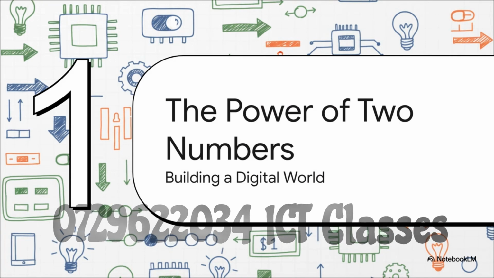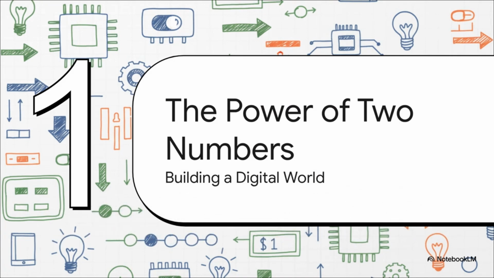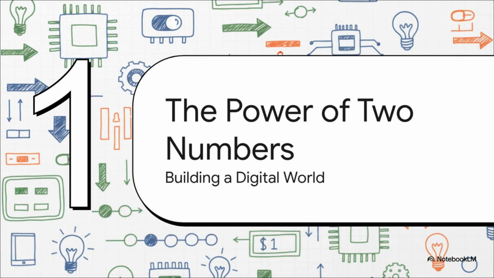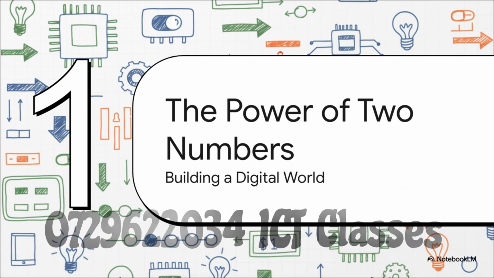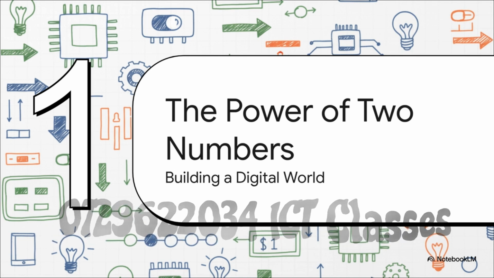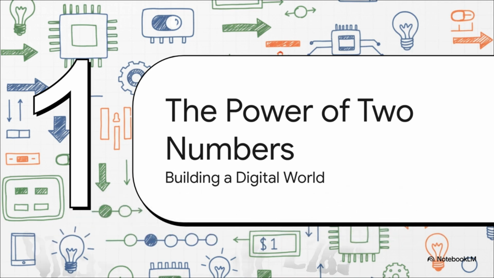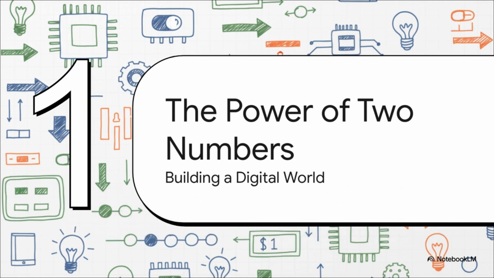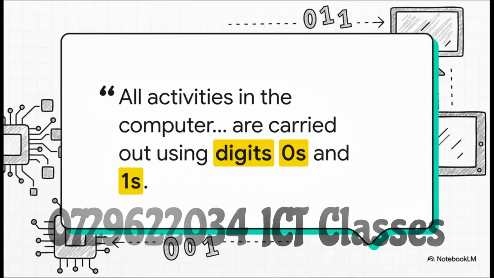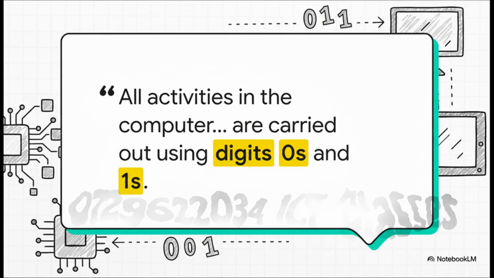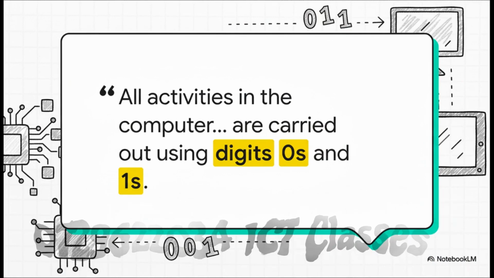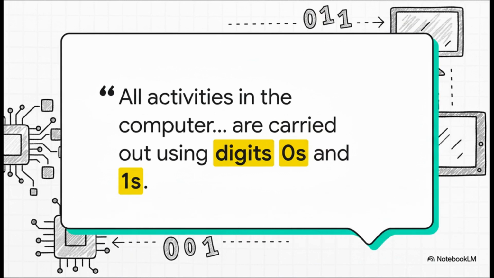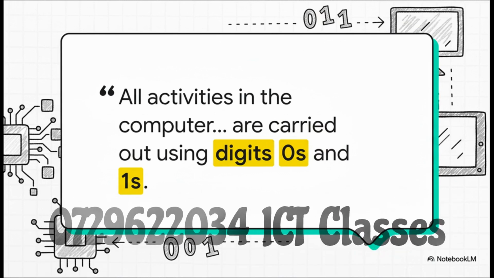You know, when you take a step back and think about it, the implications are just staggering. Our entire digital world, every website, every video game, every scientific breakthrough that uses a computer is all built on a language that only has 2 words, 0 and 1. And that's really the ultimate takeaway here. From the very moment you click your mouse to the moment an image pops up on your screen, absolutely everything happening inside that machine is being carried out using digits 0s and 1s.